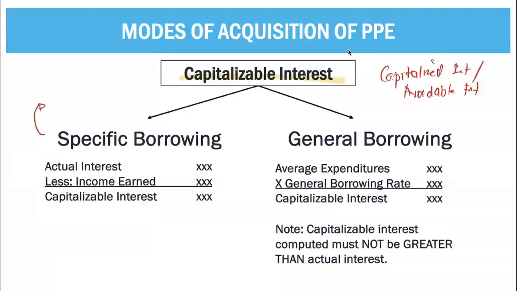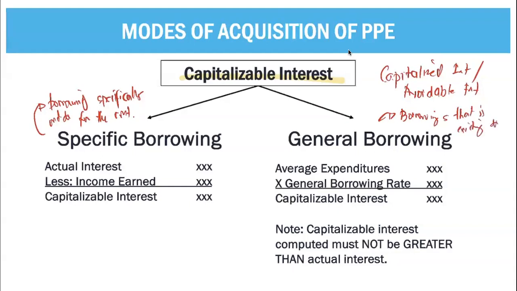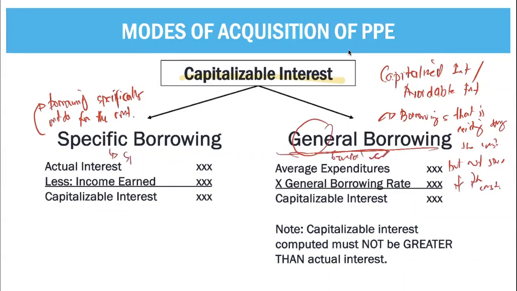So what is a specific borrowing? This is a borrowing specifically made for the construction. In short, you borrowed for the construction. General borrowing, you have borrowings that are existing during the construction but not specific for the construction. Okay? Meaning it is a borrowing for general use. For general use. This is a specific borrowing for a specific use.